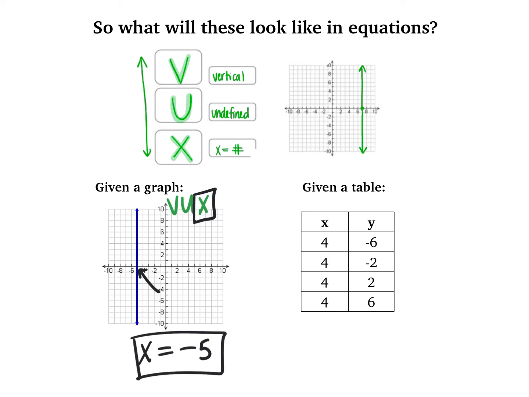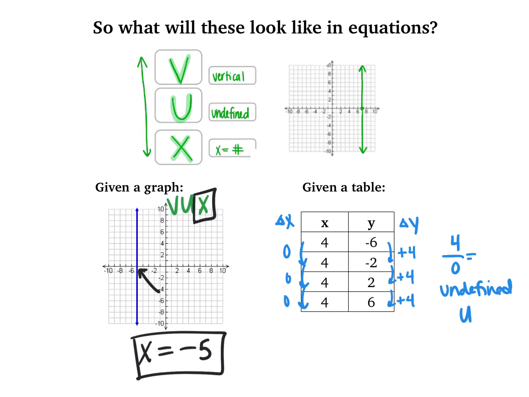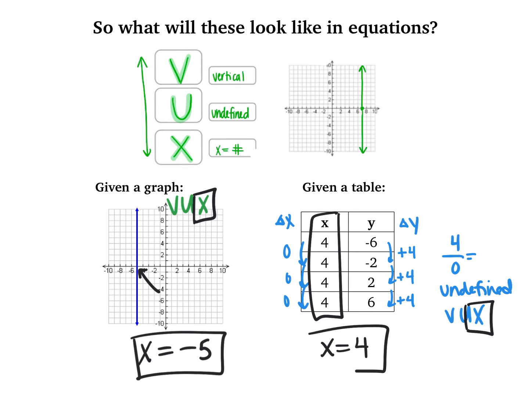For a table, I might not realize that this is a special case when I first look at it, so start by finding your slope. Here my change in y is increasing by 4, but my change in x is staying consistent at 0. So when I go to originally set up my slope, I have 4 over 0, which tells me this is an undefined slope. At that moment, that U for undefined is what's going to help me remember VUX, and therefore I'm going to use that x value of wherever it is, which is 4 here.